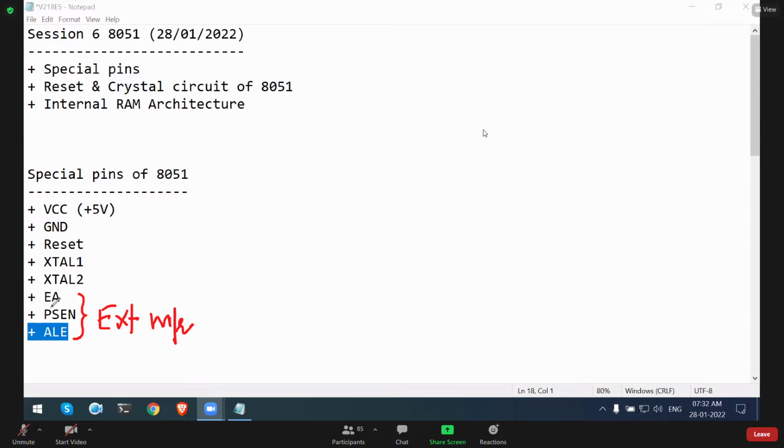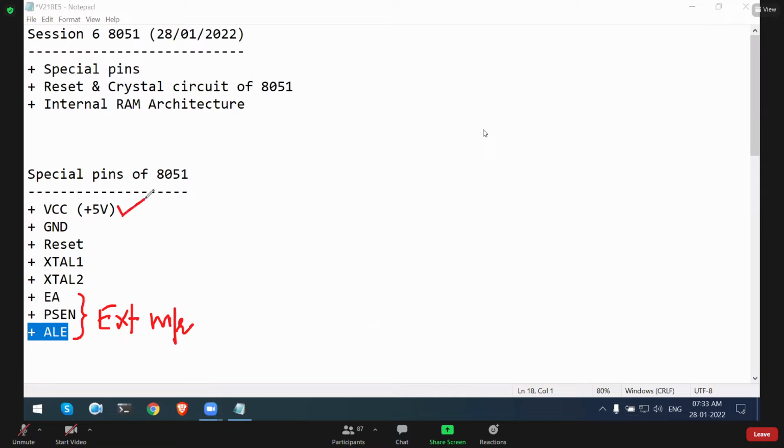So we do not have only these important pins. We have some other important pins, so we will concentrate on them. We will be concentrating more on the pins which we are going to use in the program. These pins are not used in the program, so that's why I'm not concentrating much on them. These 3 pins are used for external memory interface, which we will not discuss.